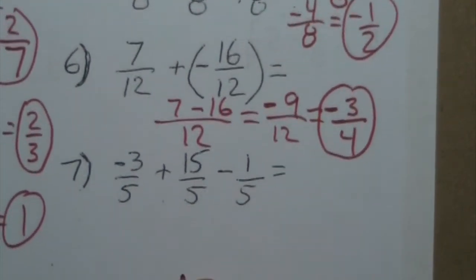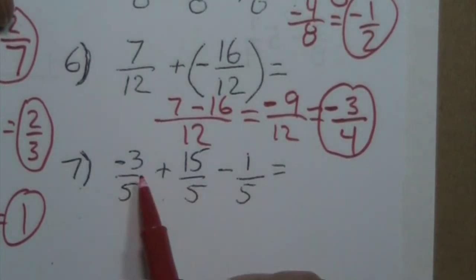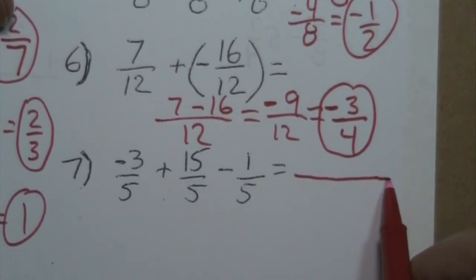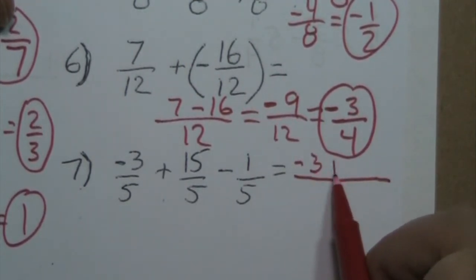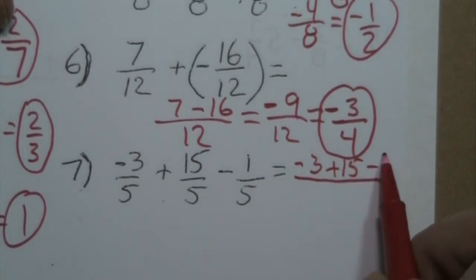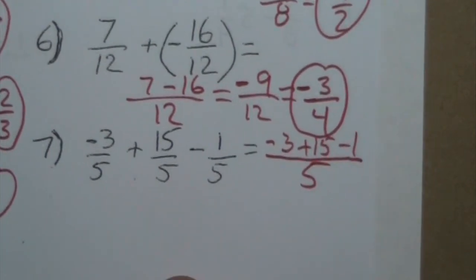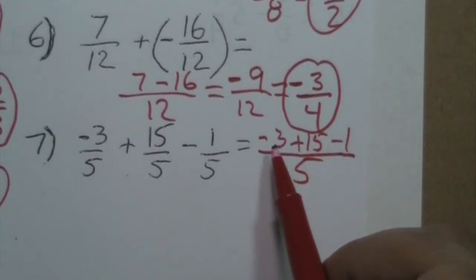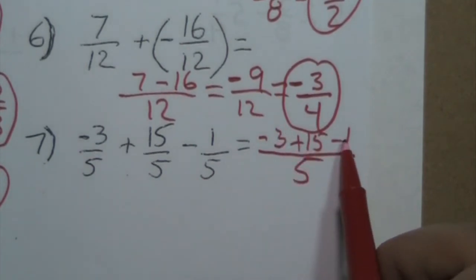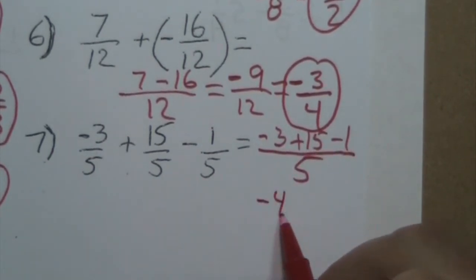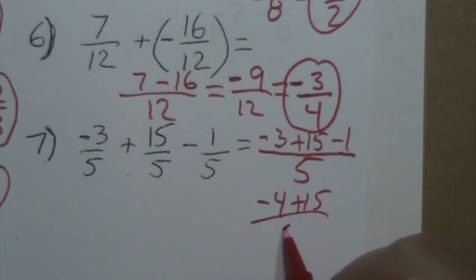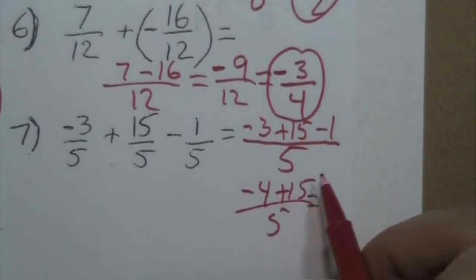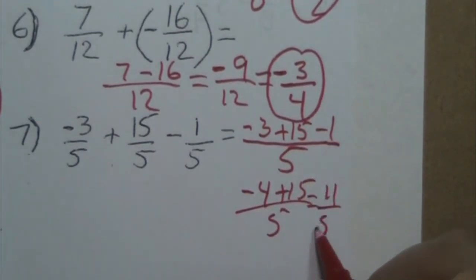Number 7. Again, same denominator, so we can just combine the numerators there. So we have negative 3, positive 15, and negative 1, all over 5. So if I add those up, let's see, that's negative 3 and negative 1, that's negative 4, and 15 over 5. And that would make 15 minus 4 is 11 over 5.